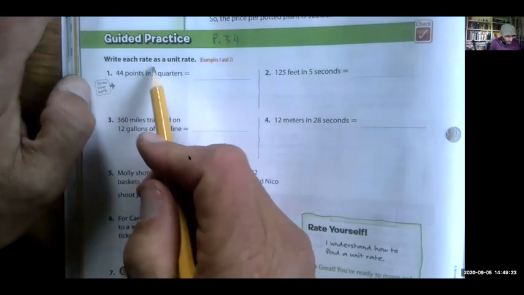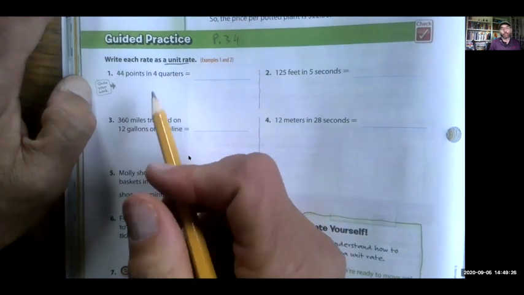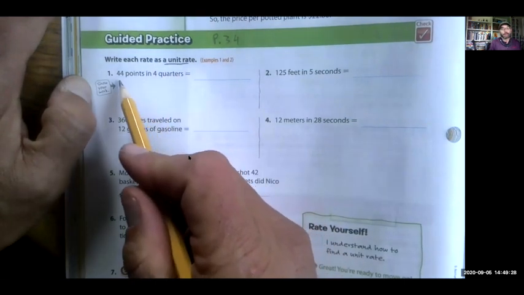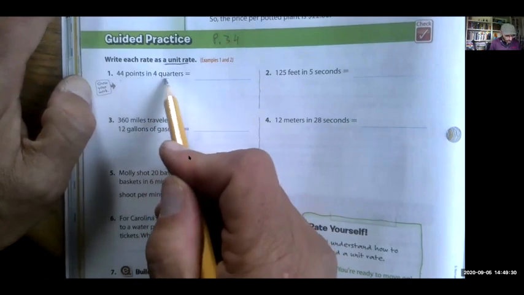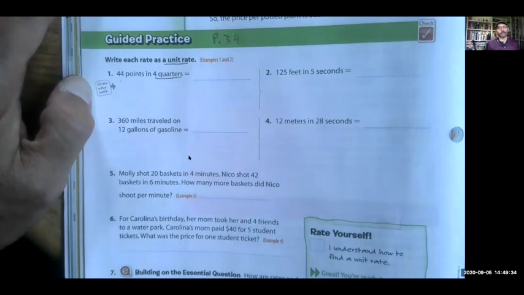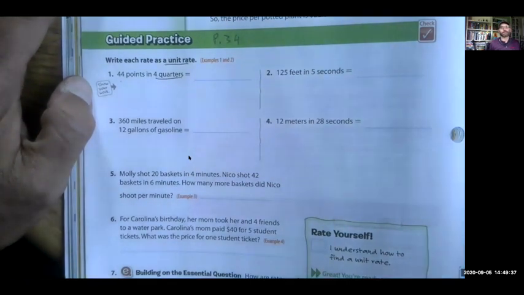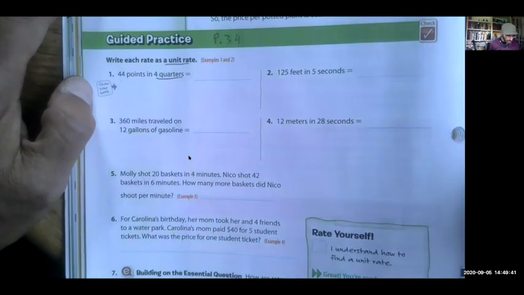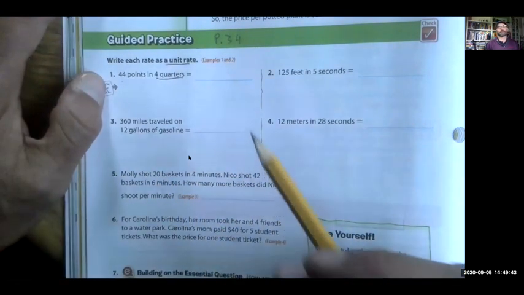So we want to find that each rate is a unit rate, meaning a 1 on the bottom. So 44 points in 4 quarters. And quarters here, they're talking about quarters of a basketball game. They're talking about a period of time. They're not talking about money. So if you make 44 points in 4 quarters, how much do you make in 1 quarter? That's the unit rate. So see if you can figure that out.